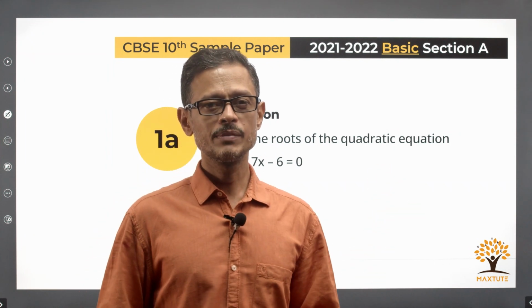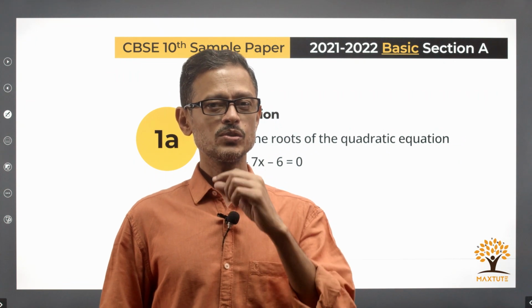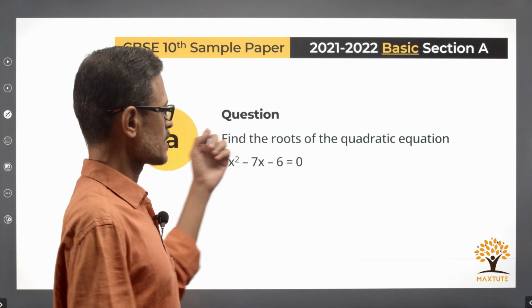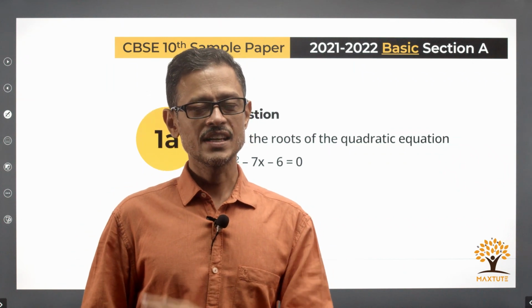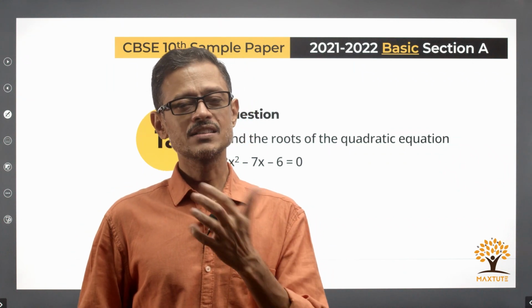In this video, we are going to be looking at video solutions to two questions. Both these questions are quadratic equation questions. One of the questions is a 2-mark question, section A, which has an internal choice. The other one is a section B question.